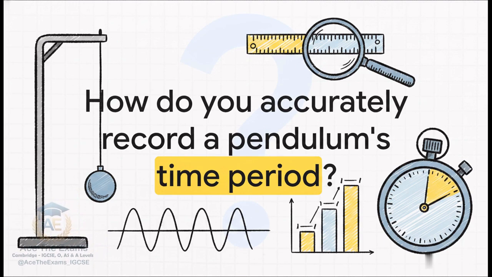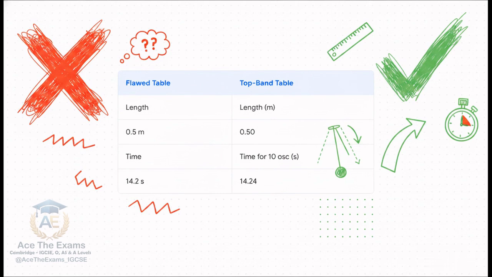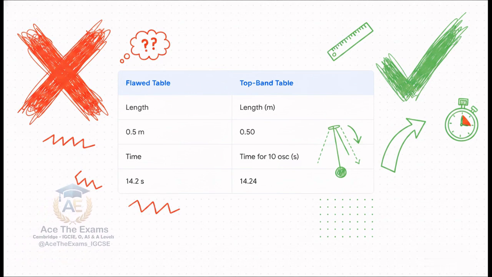Engage with this for a second before we reveal the definitive top-band approach. Now, what's really interesting about this is how simple table design alone secures data analysis marks. Consider a flawed approach: writing units, like a little m for meters and s for seconds, next to every single number inside the body of a data table. That is a massive red flag to an examiner.